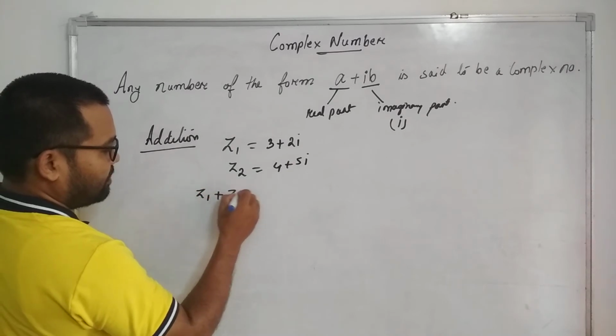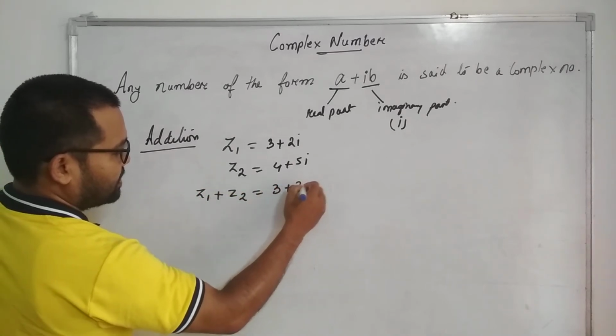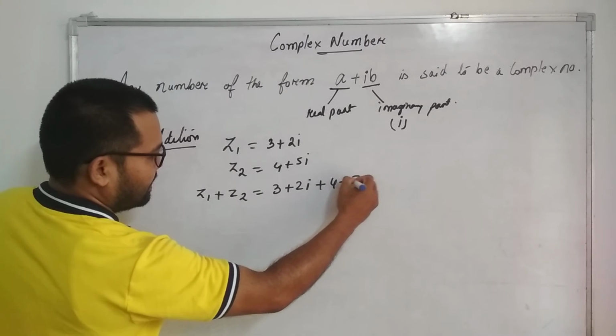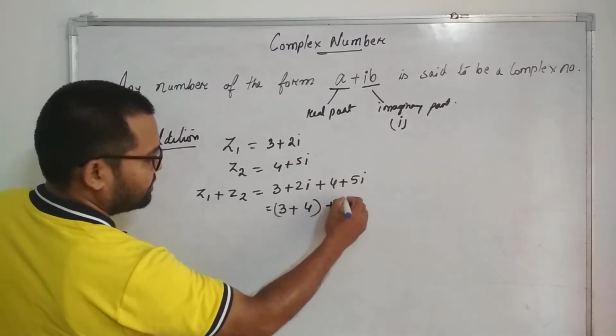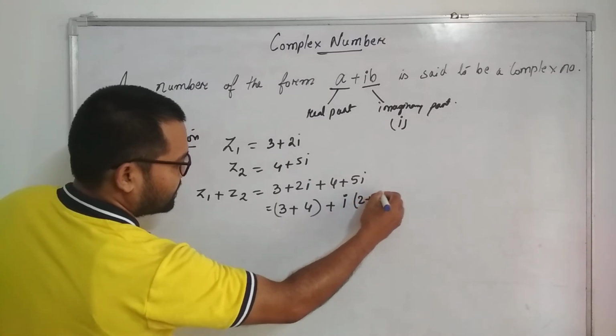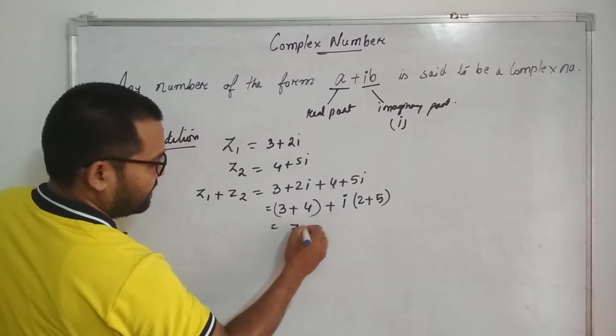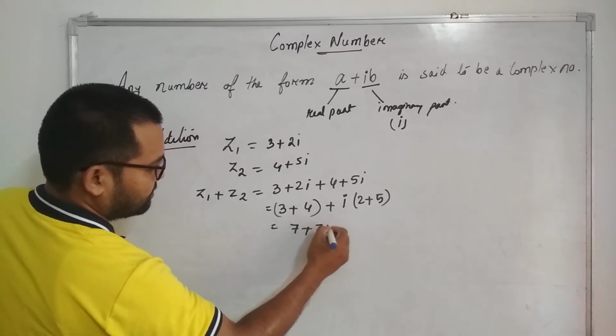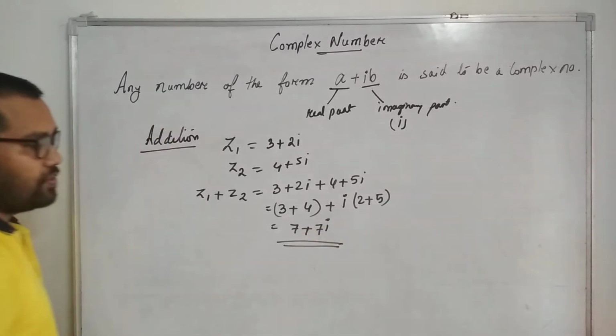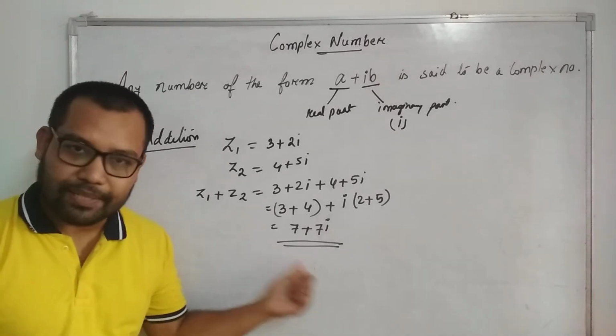Now addition: z1 plus z2 is nothing but 3 plus 2i plus 4 plus 5i. I will bring the real parts to this side and take i common: 2 plus 5. 3 plus 4 is 7, so 7 plus 7i. So this is the addition of complex numbers.